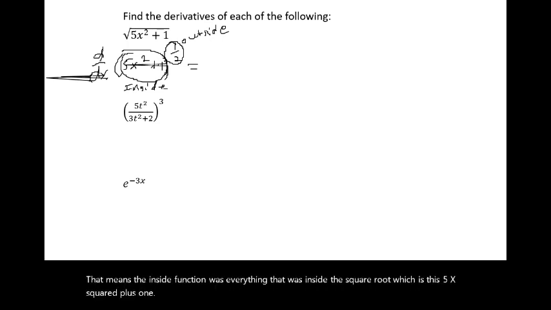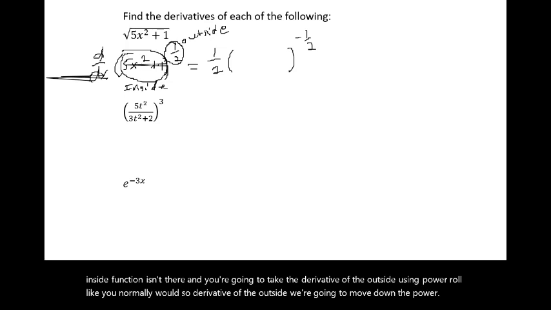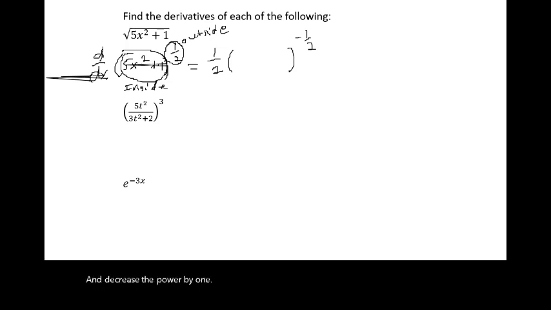So with chain rule, you always start with the derivative of the outside. So you pretend like the inside function isn't there. And you're going to take the derivative of the outside using power rule like you normally would. So derivative of the outside, we're going to move down the power and decrease the power by 1. Then we're going to compose it with the inside function left completely alone.